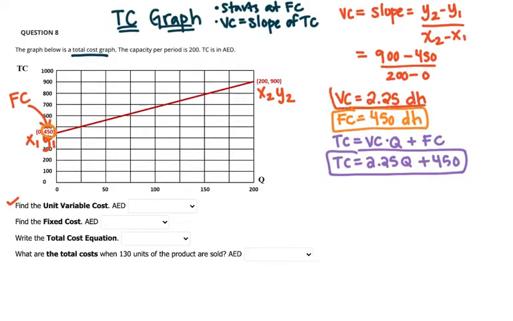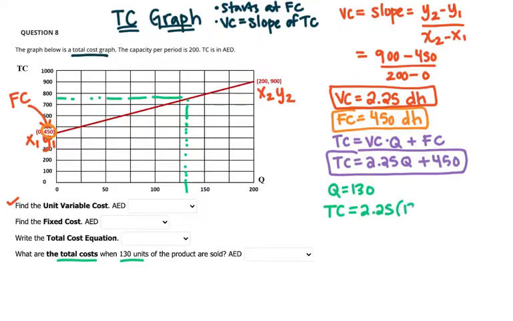And that is the variable cost. Now, here's a new question. What are the total costs when 130 units of the product are sold? They're telling us quantity is 130. We can look at the graph, that's about there. So we could estimate from the graph what the total costs are. Somewhere in between 700 and 800, but if we want to know exactly, we'll plug it into the formula to know the exact total costs.